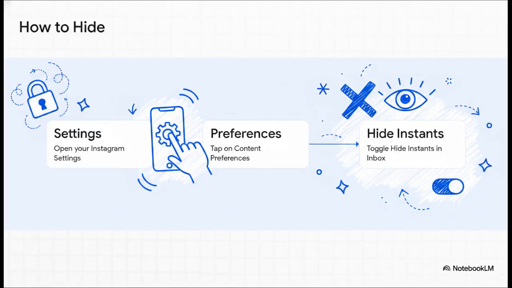Taking back control of your privacy is actually super easy. If you want to opt out or just clean up your inbox, you just navigate to your Instagram settings, then tap into Content Preferences. Right there, you'll find a toggle specifically to hide Instants in inbox. It's incredibly important to know how to navigate these sharing controls so you can protect your peace of mind and share exactly what you want only with the people you actually want to see it.